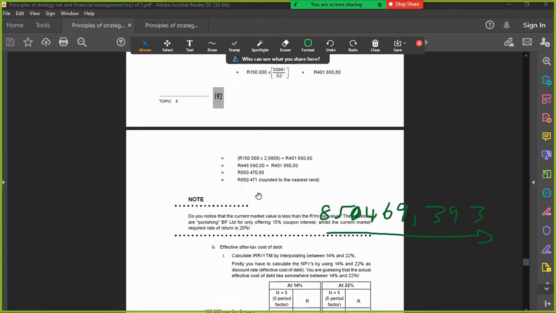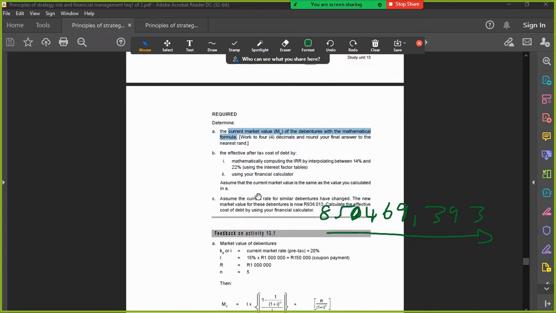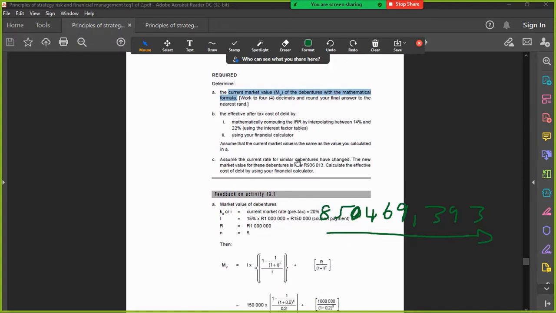Okay, this one's looking at the discounting. Let's go back to the question. You should be getting this 850469 figure. Just make sure you clear everything and then start over. So when you do a question, clear everything, then do it. Every question must be done separately.